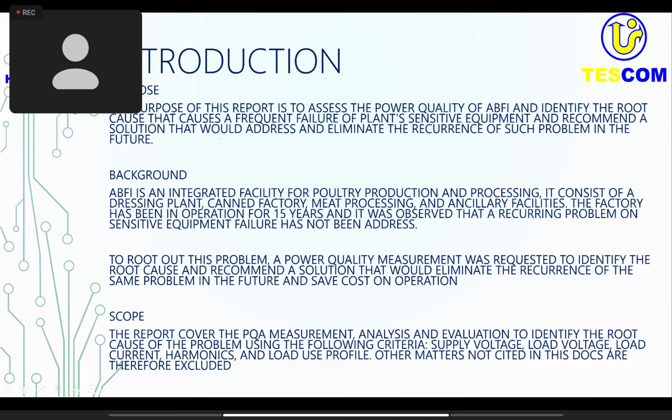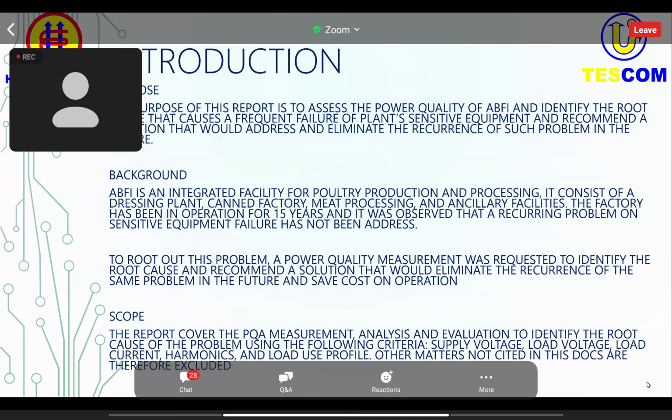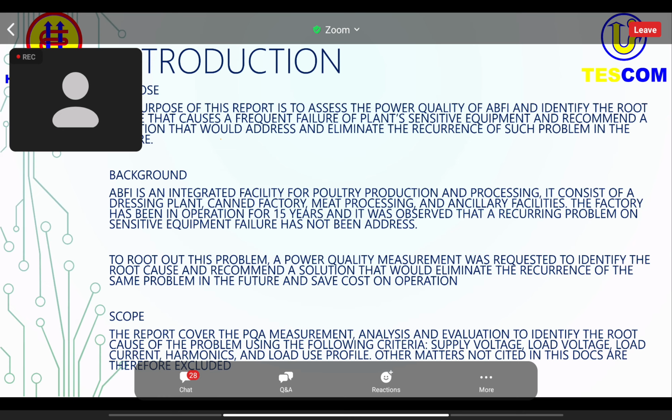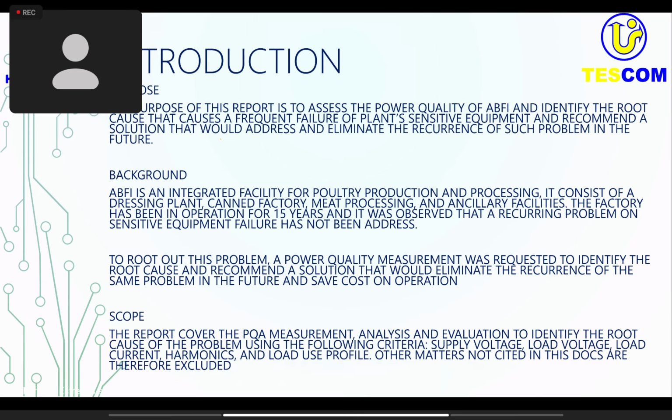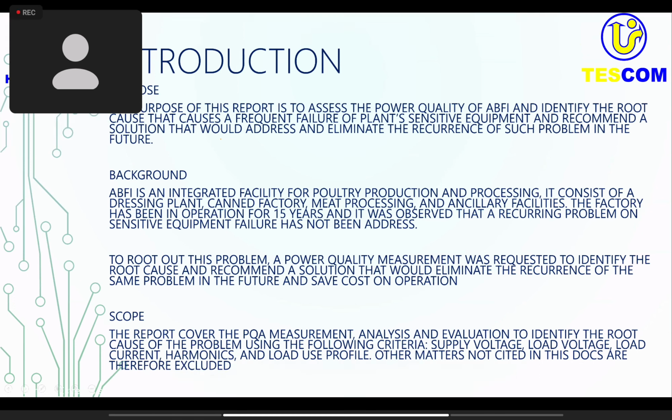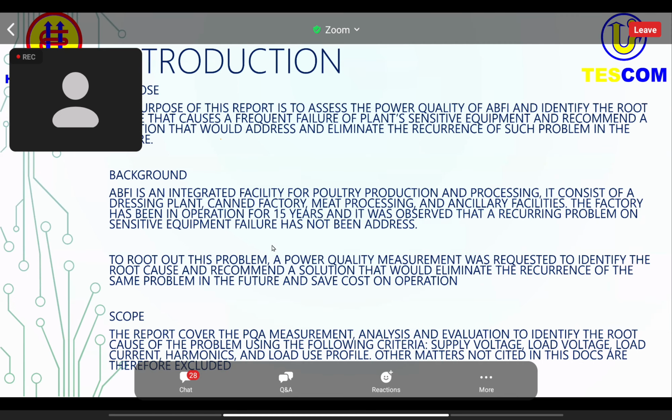In the scope, the report covers the PQ measurement, the analysis, evaluation to identify the root cause of the problem using the following criteria. Supply voltage, ito yung ginawa natin na CT. Kuha natin yung supply voltage, load current, harmonic, and the load use profile. So other matters not cited are therefore excluded. So ito lang yung ginawa natin yung report. But you can extend the amount of information that you want to include sa power quality analysis by programming it to your PQA.